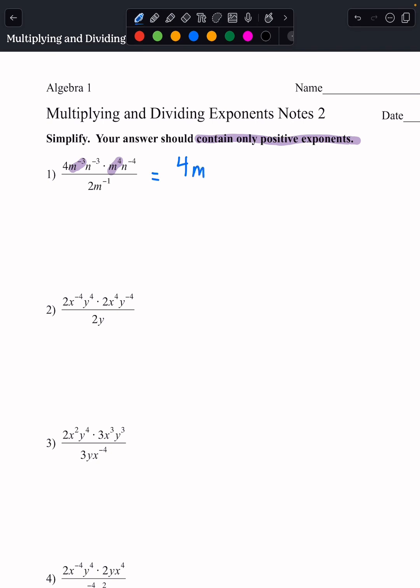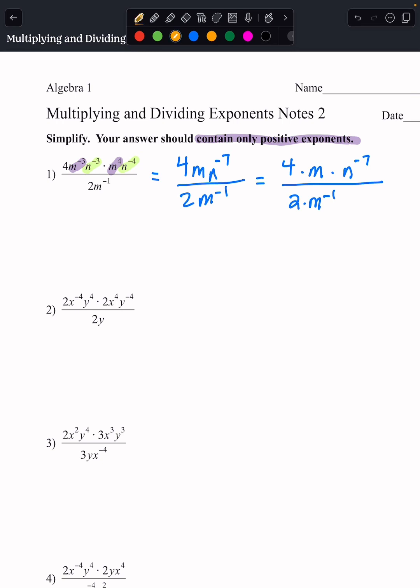Then we'll have n to the negative 3, n to the negative 4. When you add those together, you're going to get n to the negative 7. And then this is still all over 2 m to the negative 1. Okay, so I'm going to spread this out a little bit so we can actually tackle our stuff.